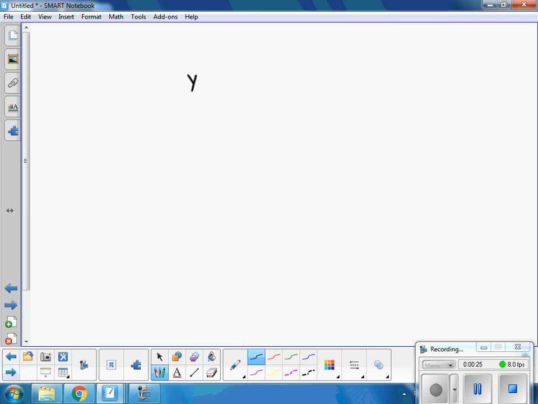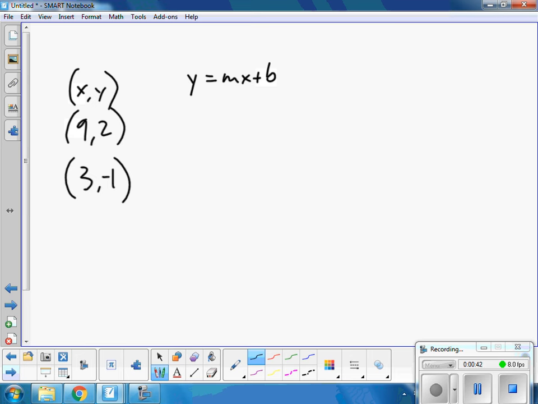Let's try it. So y equals mx plus b, and let me give myself 2 points. I know I have a point at 9, 2, and a point at 3, -1. And my coordinates are always put in the x first and then the y. Now, I'm going to first go ahead and find my slope.